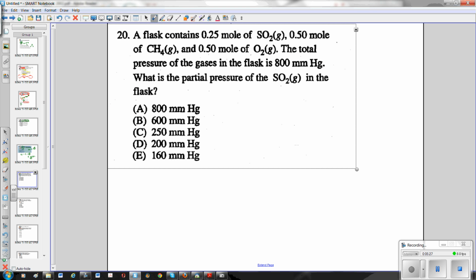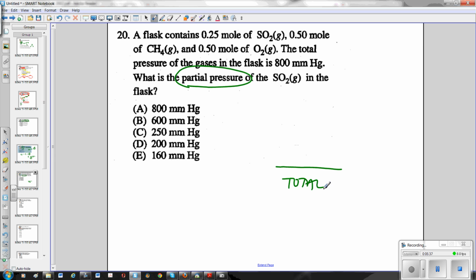20. They asked you to find partial pressure. Partial pressure, remember, is based on Raoult's law. They always have this on the exam. It's going to be total moles on the bottom, and the part that you want on the top. Part of the moles on the top. So if you look here, I have 0.25 plus 0.5 plus 0.5. My total moles is 1.25.